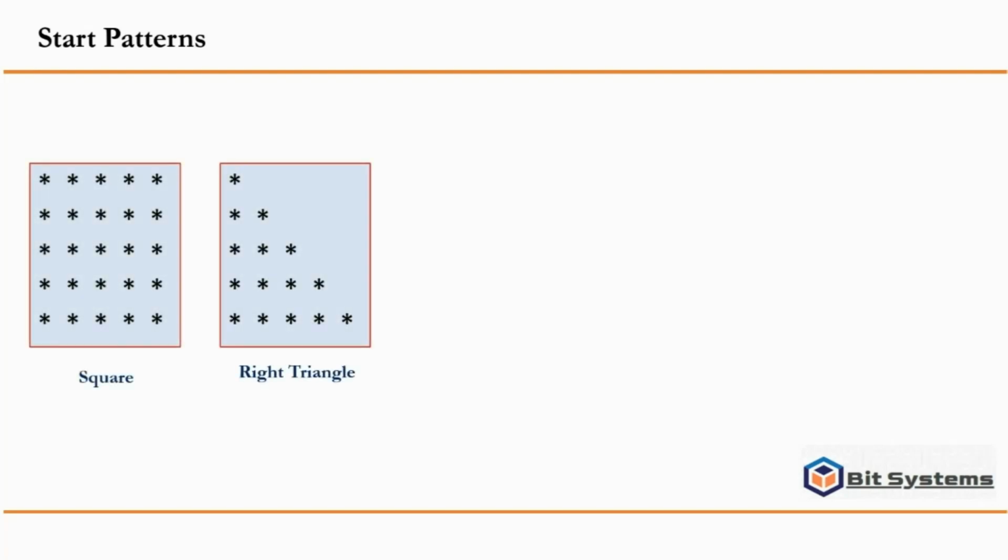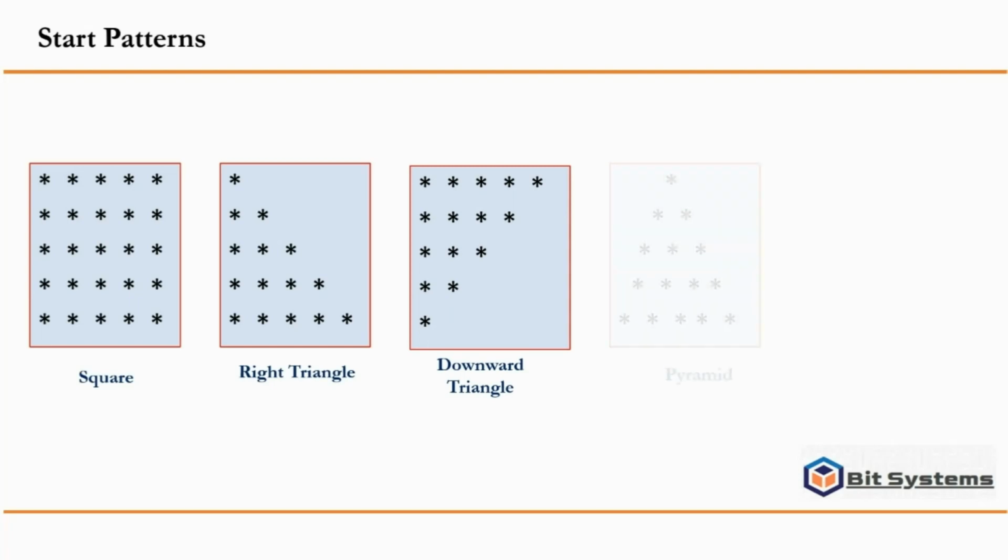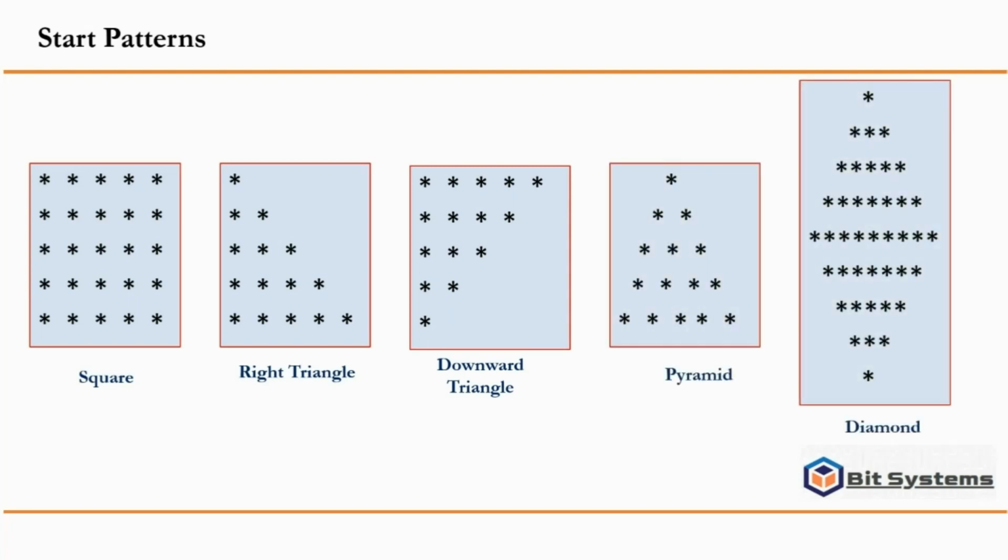In this tutorial, we will understand a very important interview topic, which is printing different star patterns programmatically. So star patterns like square, right triangle, downward triangle, pyramid, diamond, and so on. There are so many other star patterns. I'll not be able to cover all of them in this tutorial, but I'll give a clear idea so that you feel much more comfortable writing code to print most of the patterns.